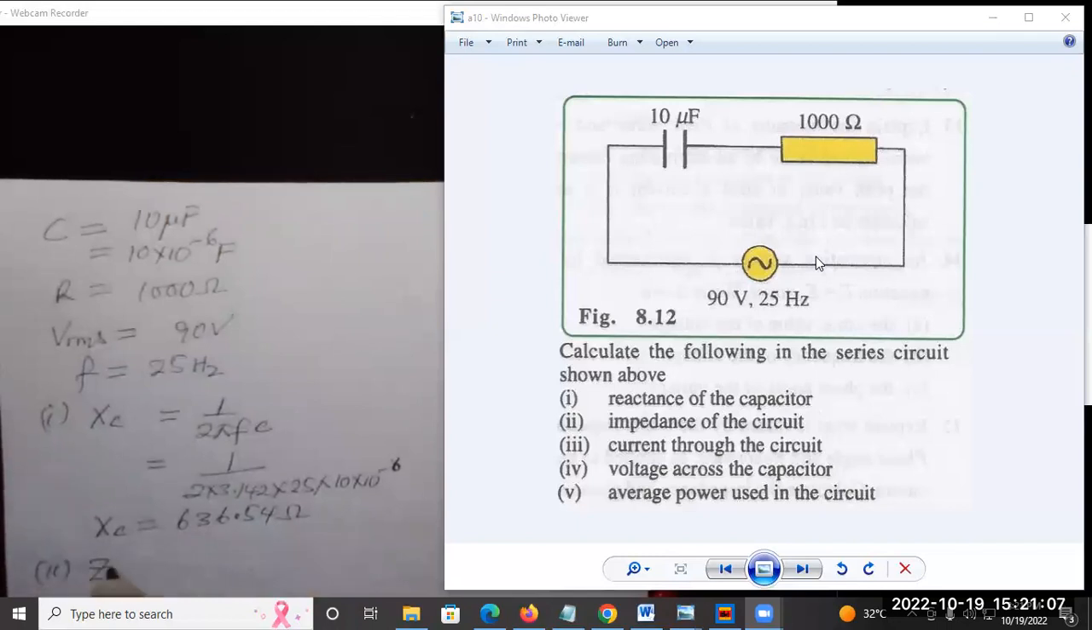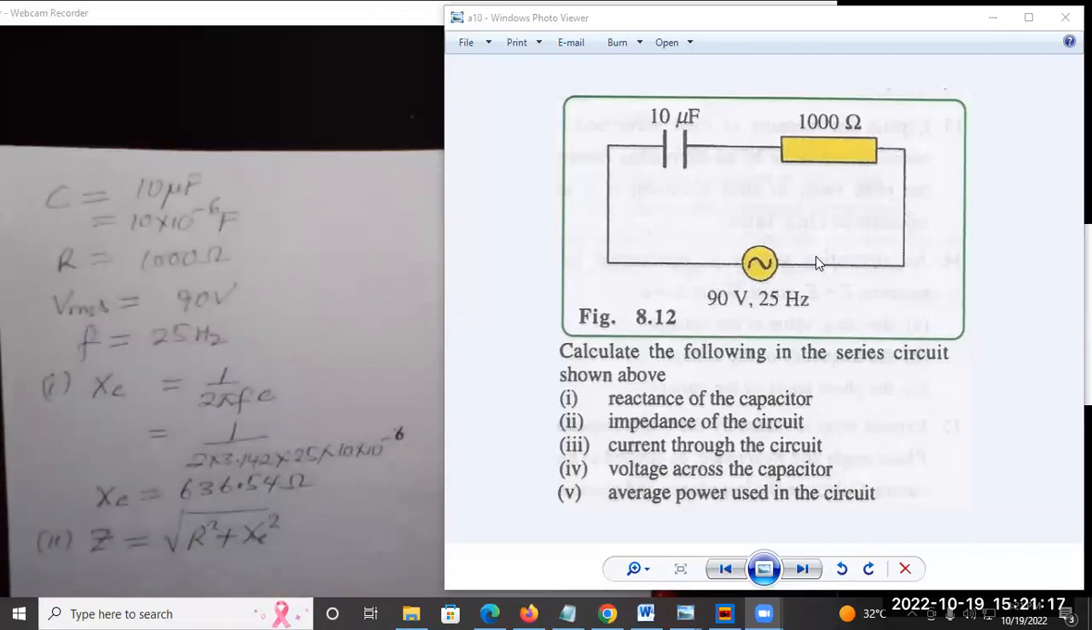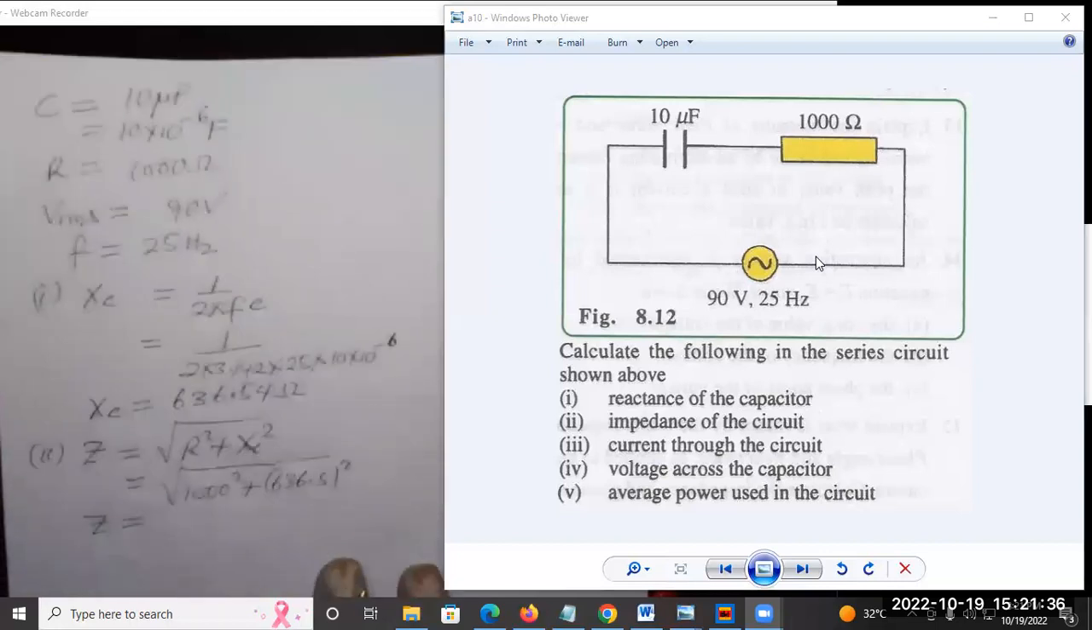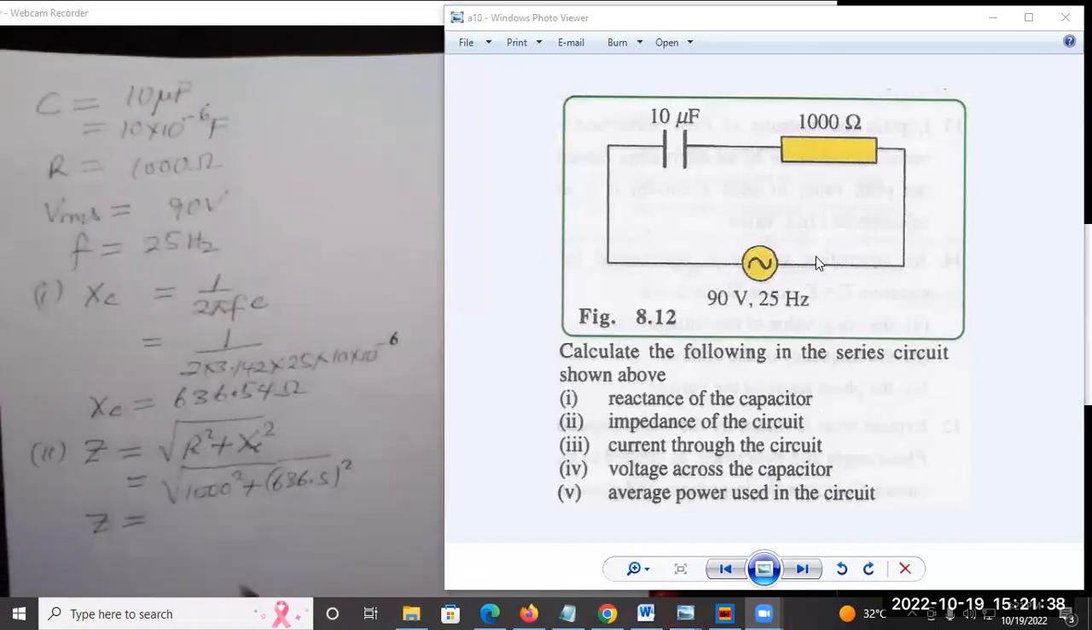The second question asks us to find the impedance. The impedance of this circuit is given by this expression: the square root of the resistance squared plus the capacitive reactance squared. Let's put in the values. Resistance is given as 1000, capacitive reactance calculated at 636.5. Square that. That will lead us to an impedance of 1185.4 ohms.